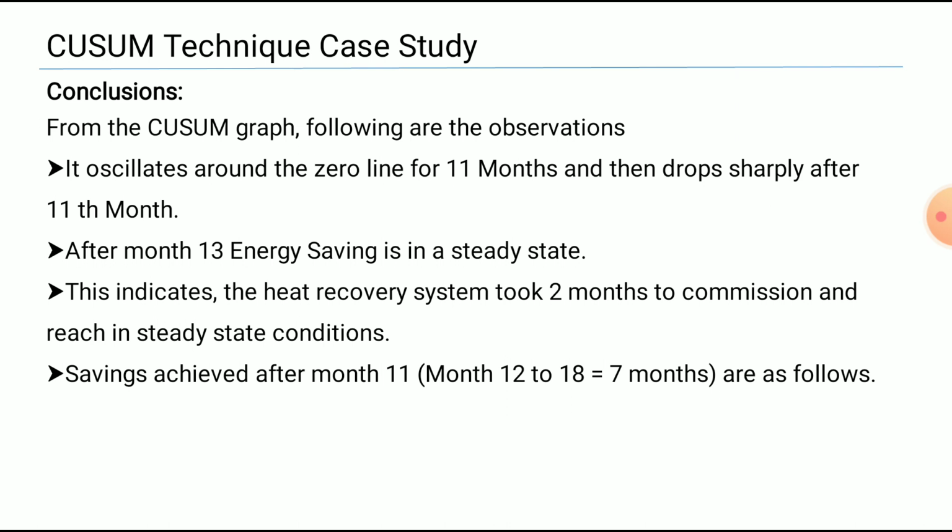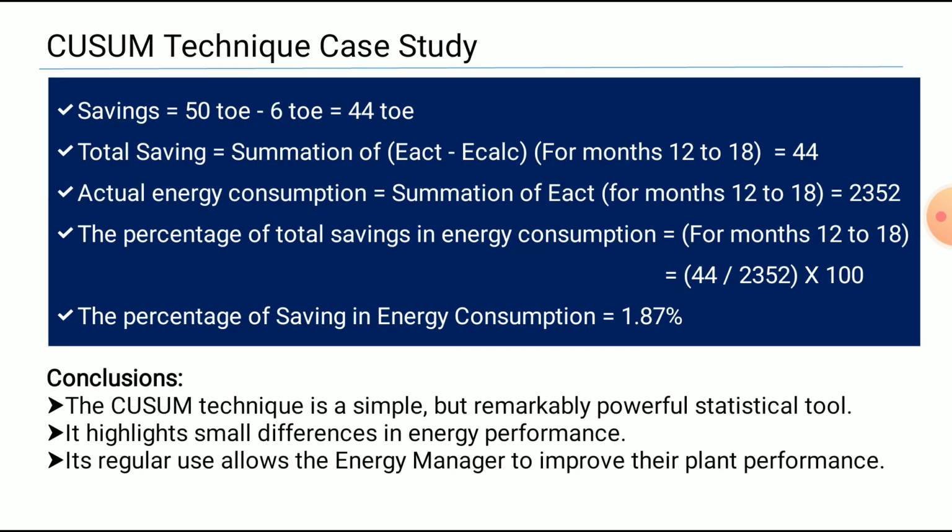The energy saving achieved from month 11 will be as follows. The saving is 50 TOE. TOE means tons of oil equivalent, minus 6 TOE. It comes to 44 TOE.